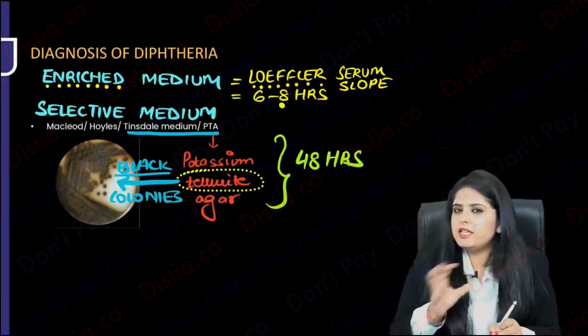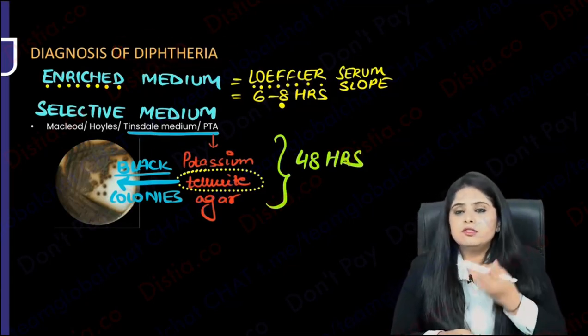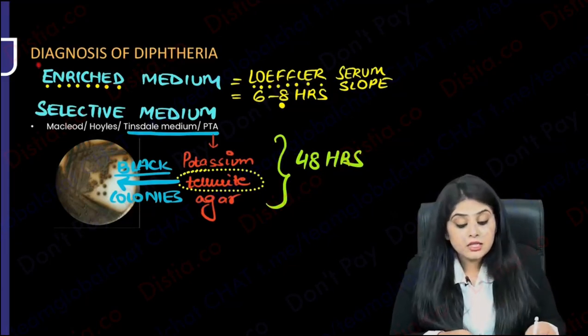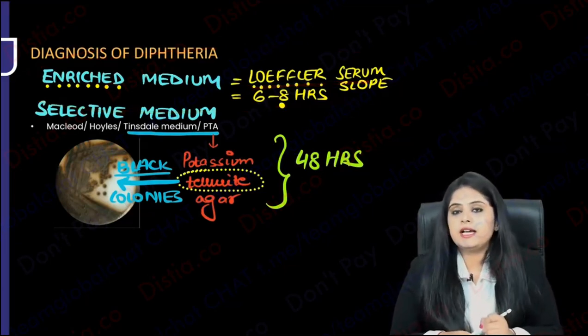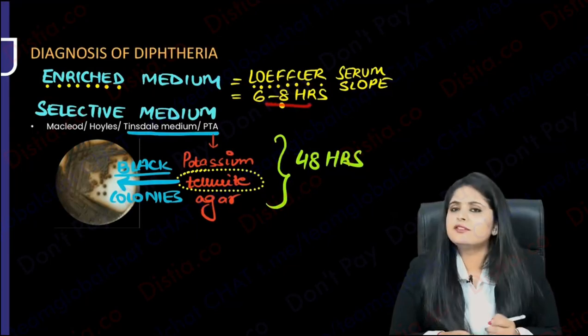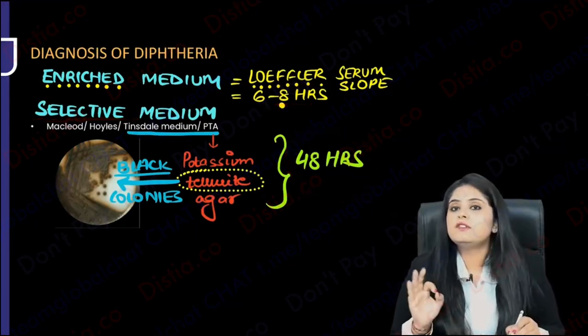This is gonna be very close in the paper. If I say I have a suspected case of diphtheria, bull's neck hai, pseudomembrane hai, I want an early diagnosis. Early diagnosis ke liye, what are you going to use? The 8 alphabets wala, Loeffler serum slope, because it takes only 8 hours to grow. But which is the best one? See, selective media will always be the best media.